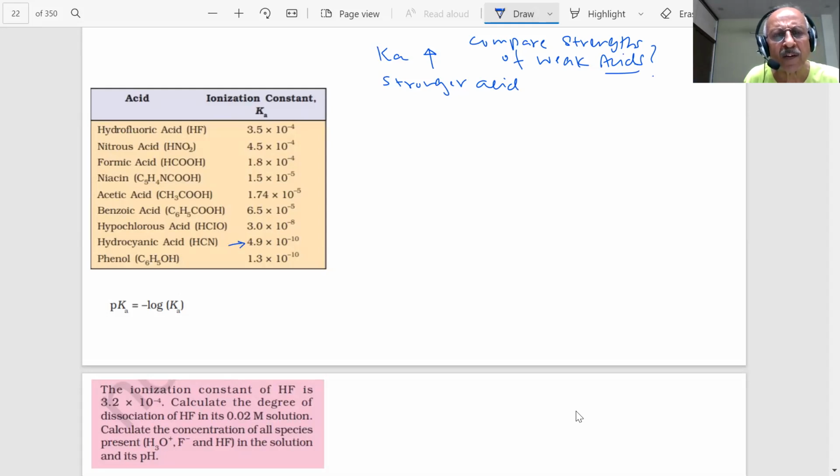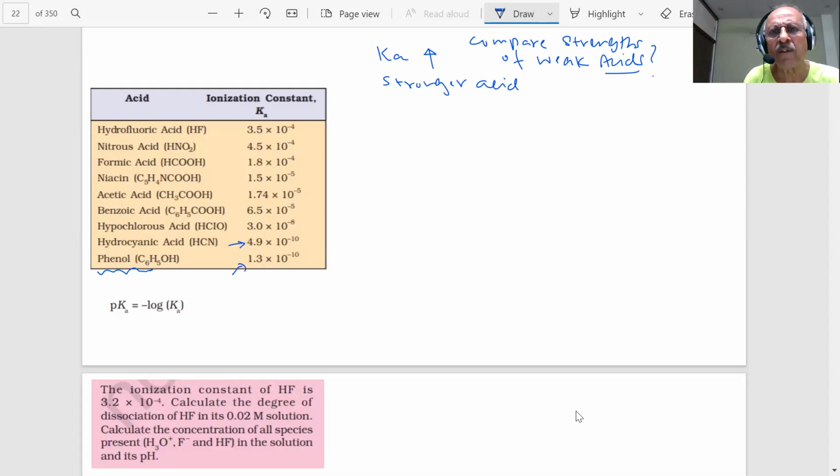4.9 into 10 minus 10. This is 1.3 into 10 minus 10. So which is smaller? Lowest value, this one. So the lowest values, you see, these are very weak acids. Organic acids are very, very weak acids, students.